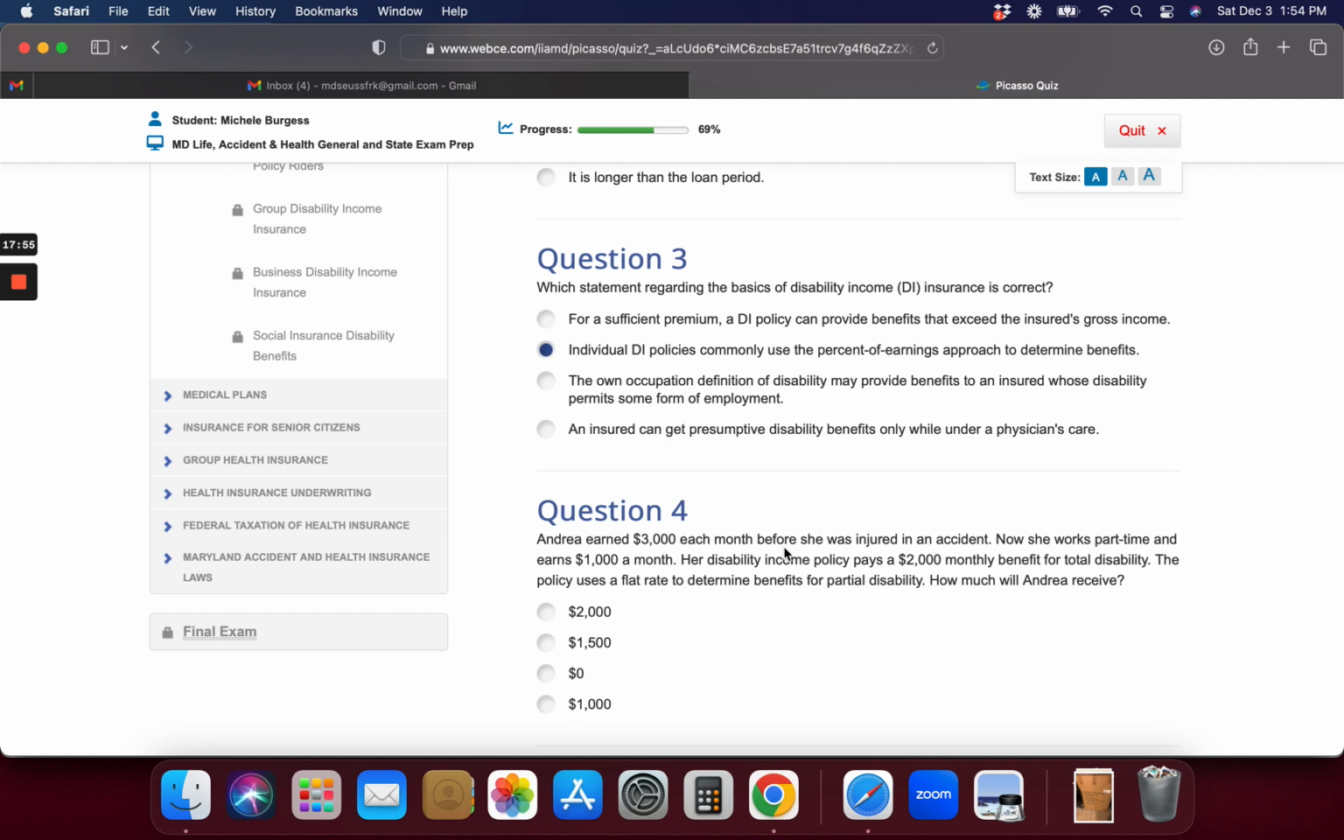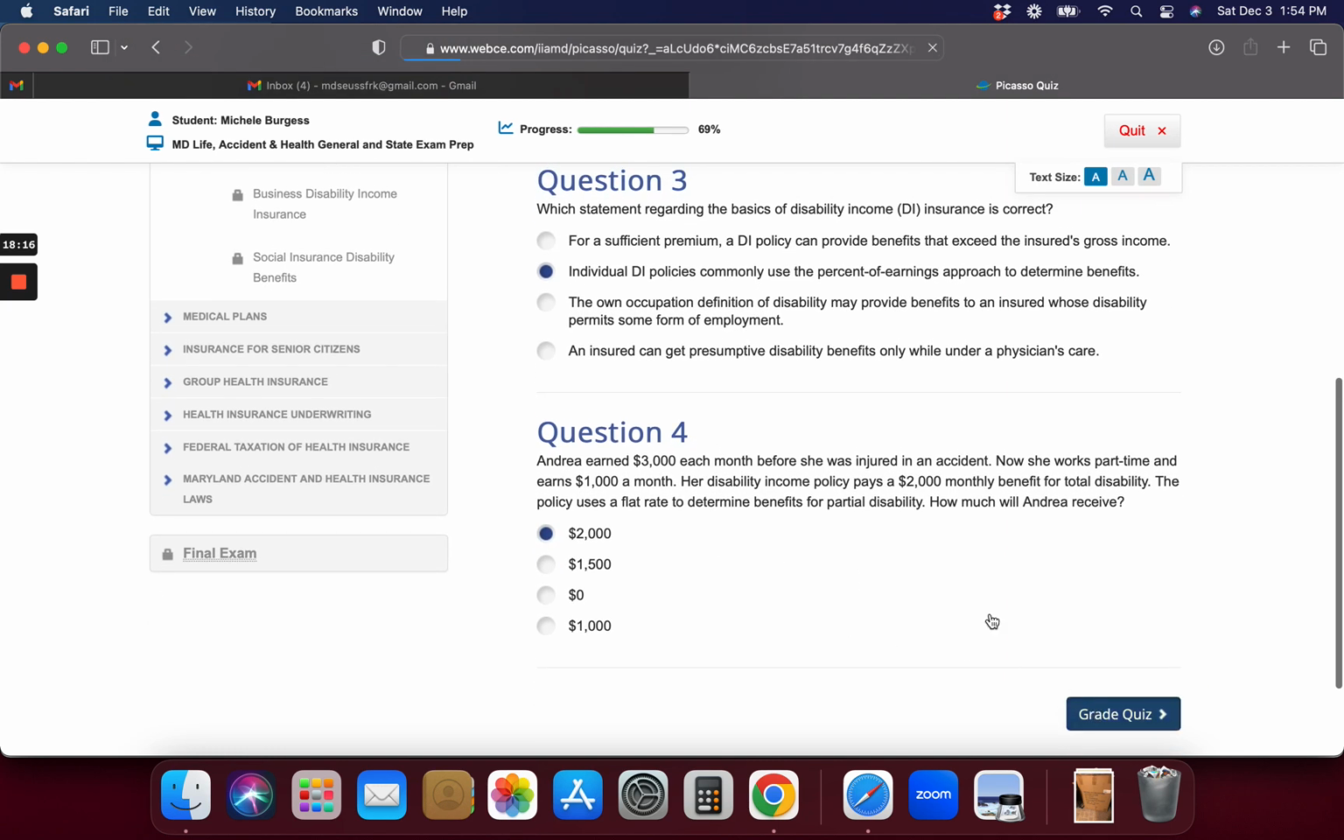Okay, Andrea earned $3,000 each month before she was injured in an accident. Now she works part-time and earns $1,000 a month. Her disability income policy pays $2,000 monthly for disability. The policy uses a flat rate to determine partial disability. How much will she receive? $2,000.